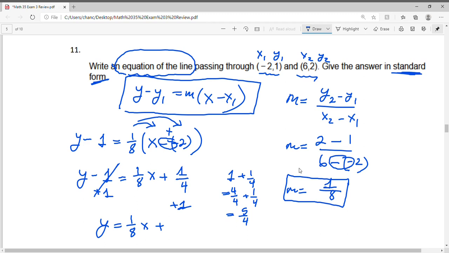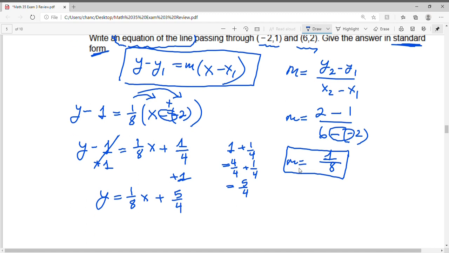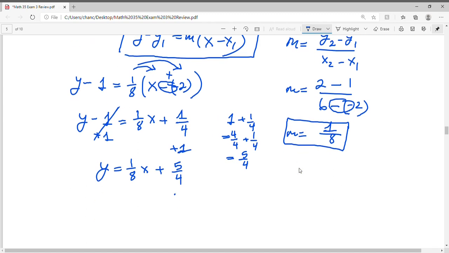So 1 plus 1/4 is 5/4. And this is our solution in slope-intercept form. But we want it in standard form, so a nice trick is to find the LCD. The LCD of 8 and 4 is 8. So I can multiply everything by 8. Let's multiply everything by 8 to get rid of all these fractions.